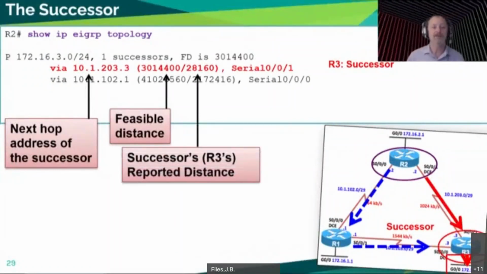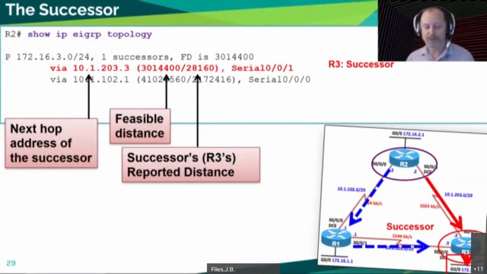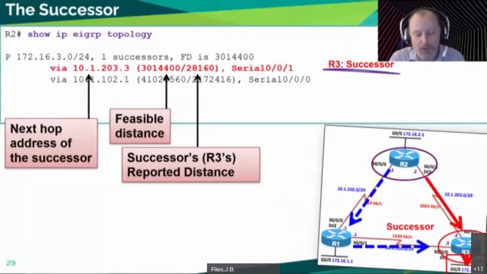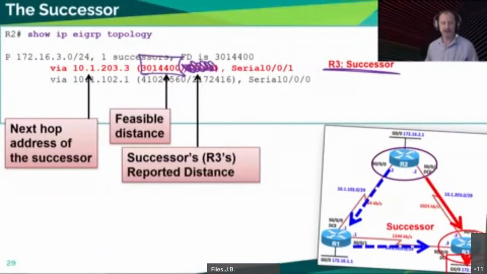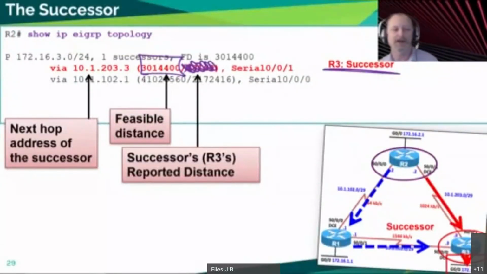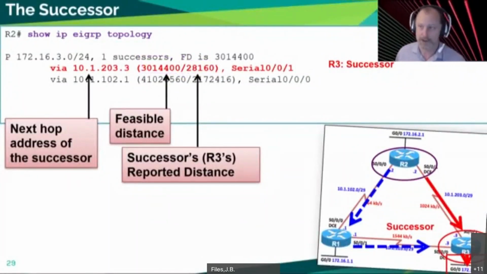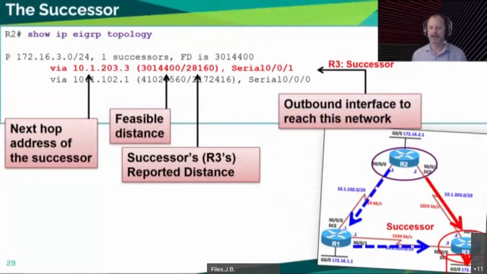Then we have the reported distance. That is R3's reported distance. Now for the successor, the best route, we actually don't care about that. That's irrelevant. This is the best route. It has the best metric, the best feasible distance. So we don't care about the reported distance for the successor. And then that is the outbound interface.